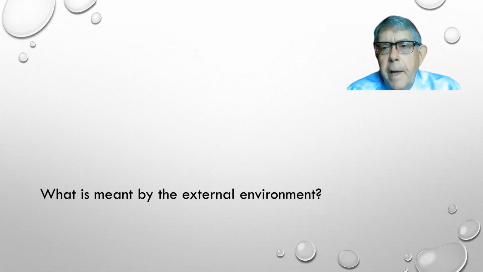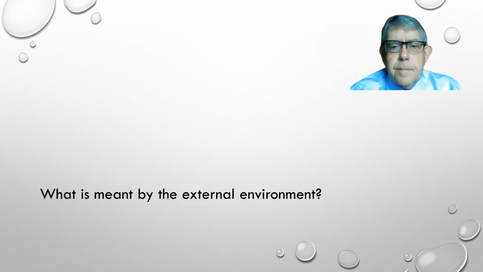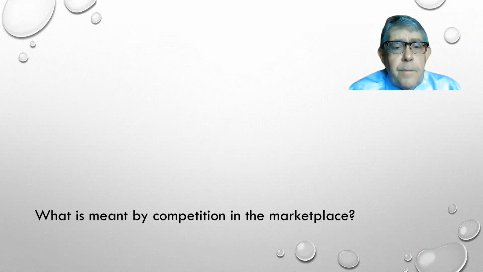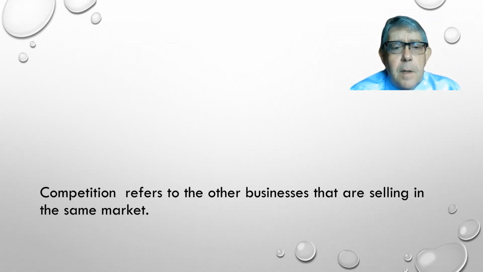Now, what is meant by the external environment? The external environment refers to the surroundings in which the business operates in terms of political, economic, social, technological, environmental and legal influences. This is often abbreviated to the acronym PESTEL, and we will meet a lot more of this later on in the course. Now, what is meant by competition in the marketplace? Well, competition refers to other businesses that are selling in the same market.